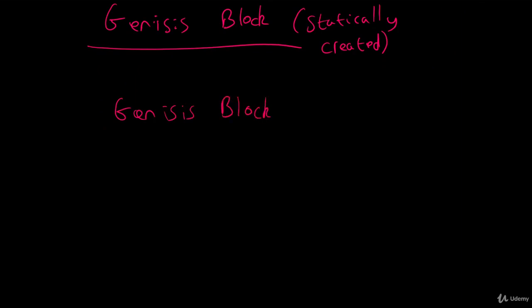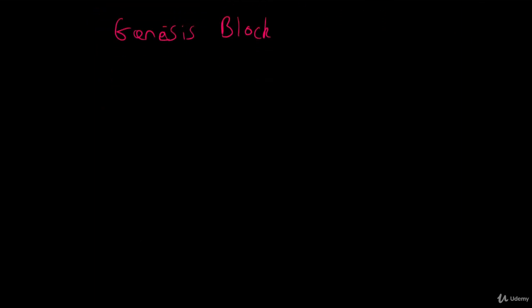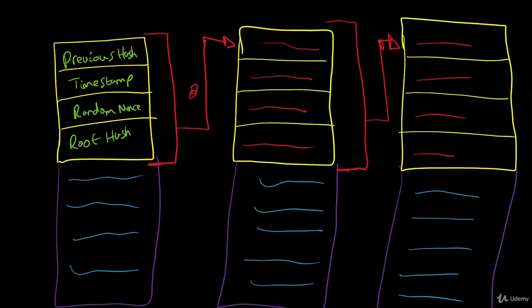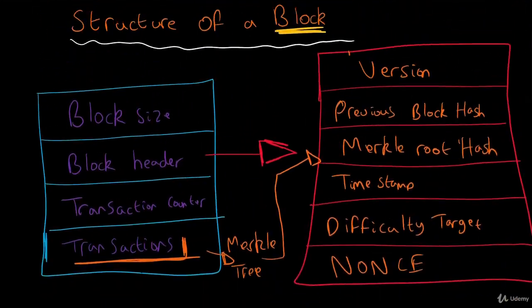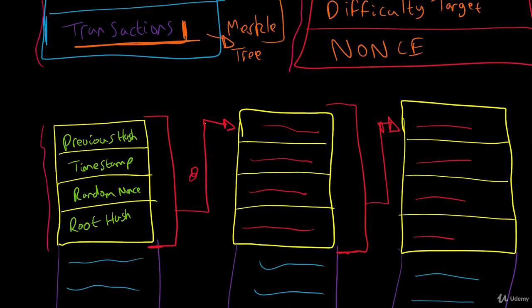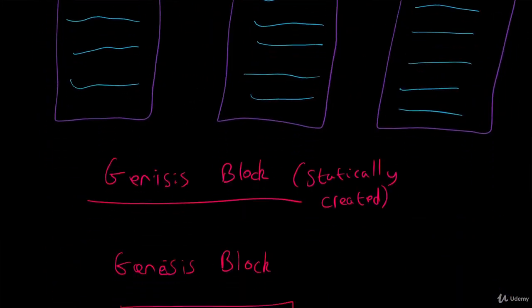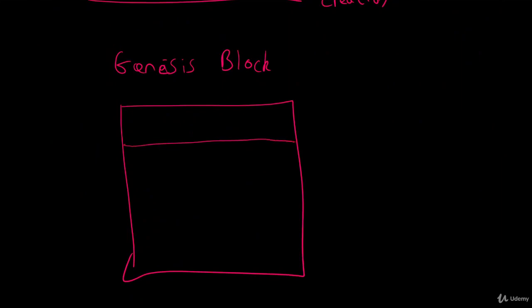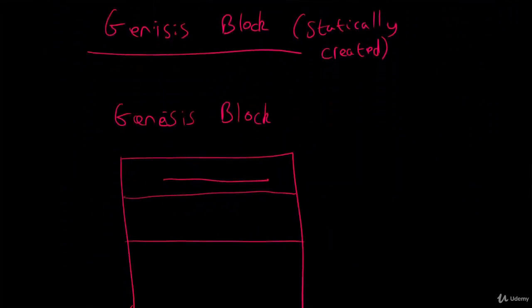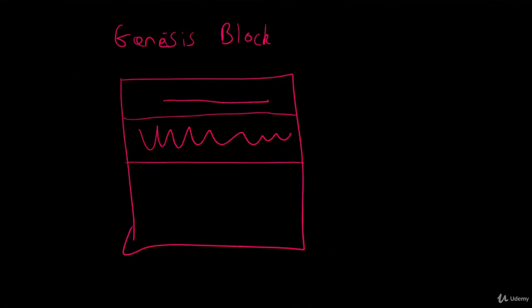I think I spelled Genesis wrong. Either way, you get the picture. It's called Genesis. And the Genesis block has everything that our block here has, and obviously what all of this has as well if you look at it from a more in-depth point of view. But the only thing that it doesn't have is the previous hash. So the previous hash field is just left blank.